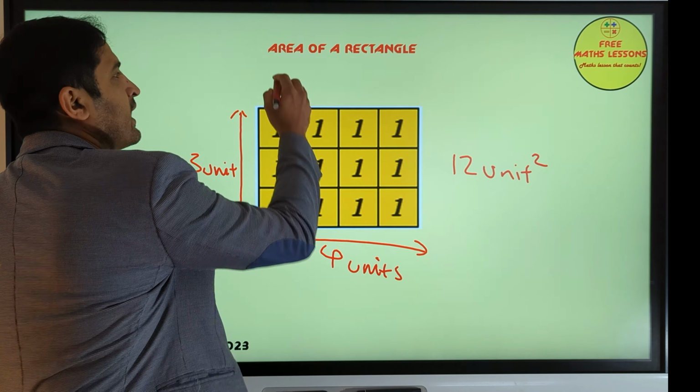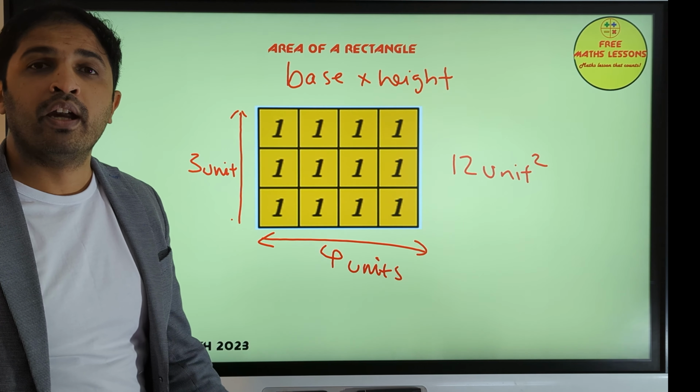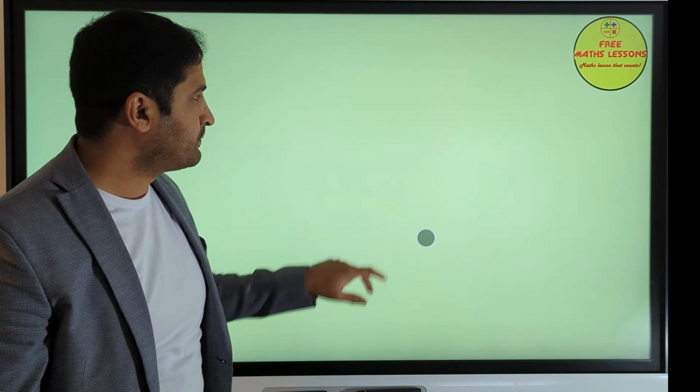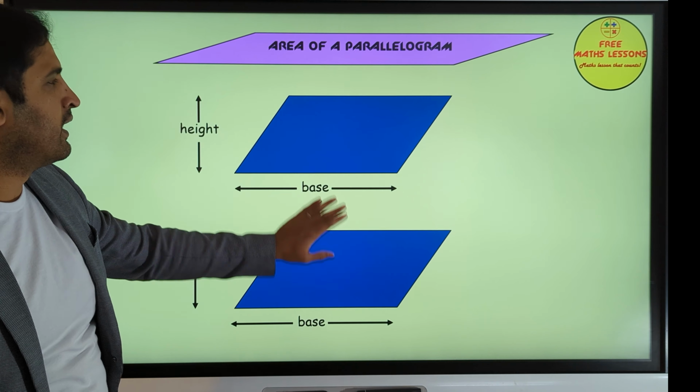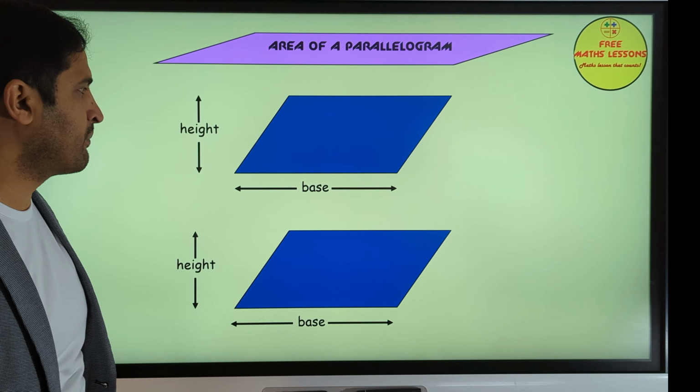That's all there is. Now you can call base a length or a width. You can call height, length, width, or depth. It doesn't really matter. Okay, so those 2 things multiplied together gives you the area of a rectangle. Those 2 are identical parallelograms. That is exactly the same as this one, and this is exactly the same as that one. So those are 2 identical parallelograms.